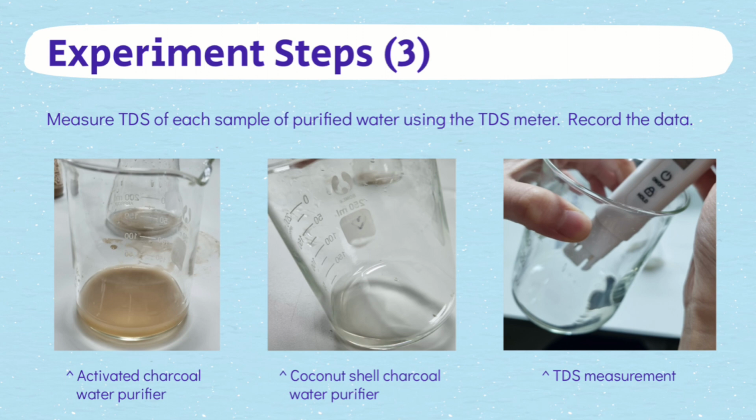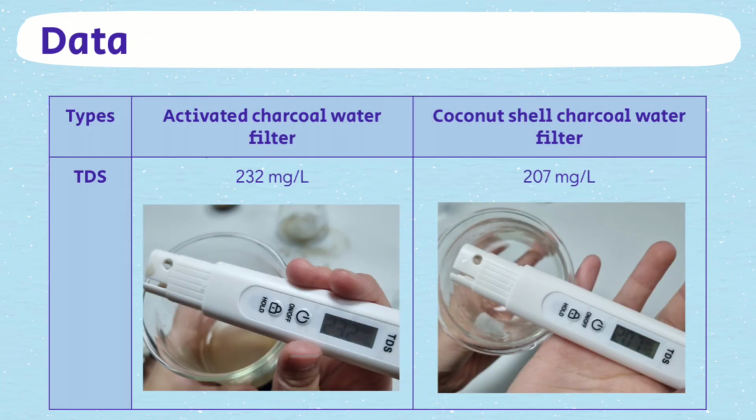And the third photo is using the TDS measurement. When we used TDS, we got 232 milligrams per liter for activated charcoal water filter and 207 milligrams per liter when we used coconut shell charcoal water filter.